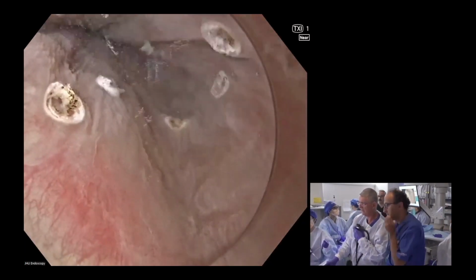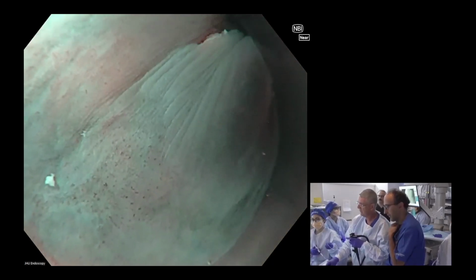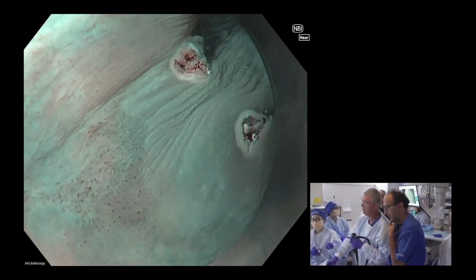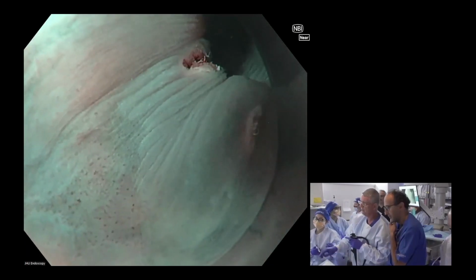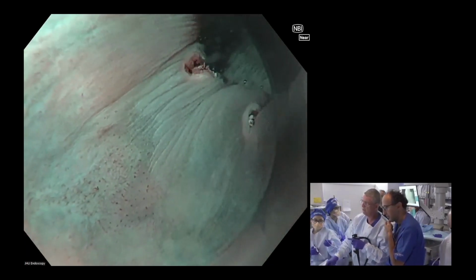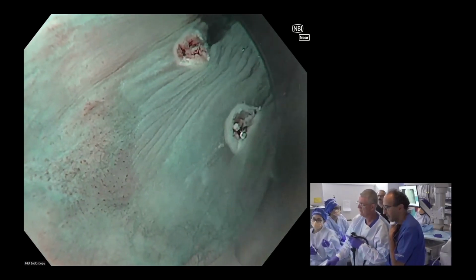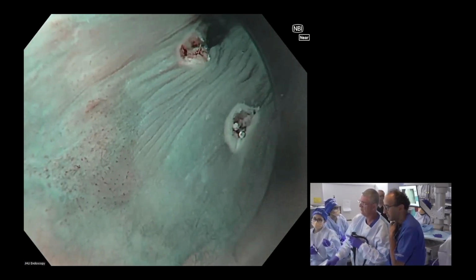You see the extent here. The demarcation line between the lesion, and you see that in the normal squamous epithelium you don't see any IPCLs, but here with Tejari we agreed together that the limit was here.